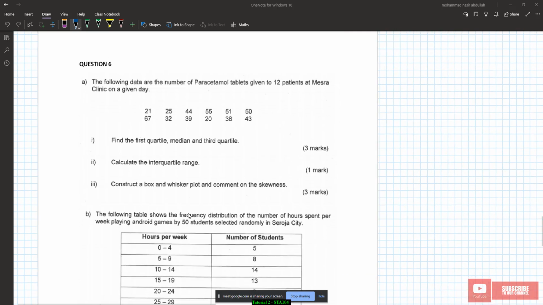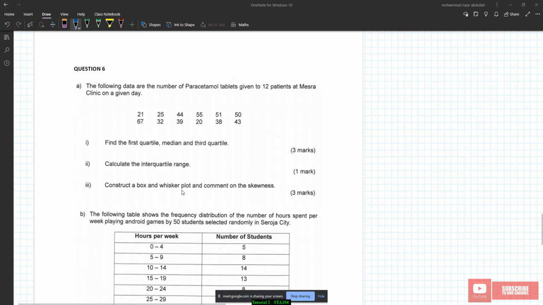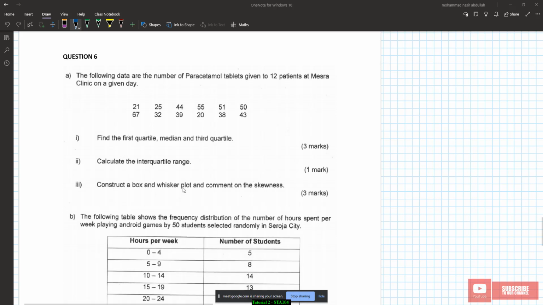So question number 6. The following data are the number of paracetamol tablets given to 12 patients at Mesra Clinic on the given day. So we have n equal to 12. Right. So find the first quartile, median and third quartile. So first quartile, median is second quartile, and third quartile, right? So remember, the step to calculate quartile is the same as the step in calculating median.